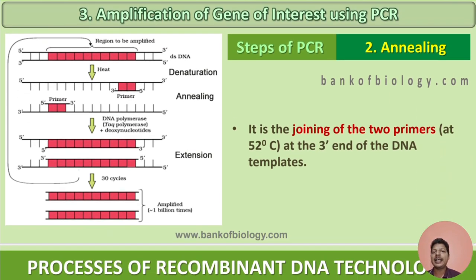Second is annealing. It is joining of two primers at 52 degrees Celsius at the 3' end of the DNA templates. Two primers are joined at the 3' end as you can see. The temperature is 52 degrees Celsius. Remember.